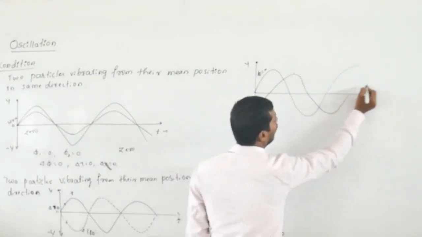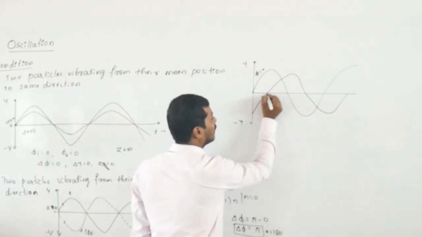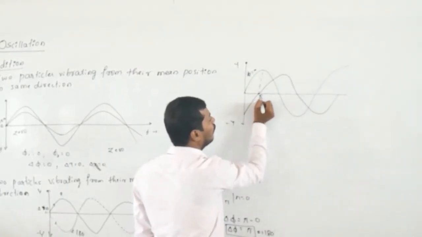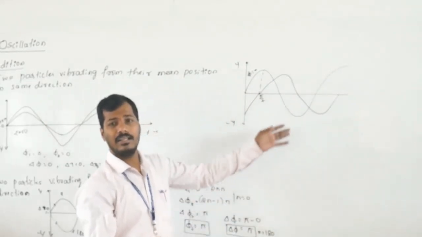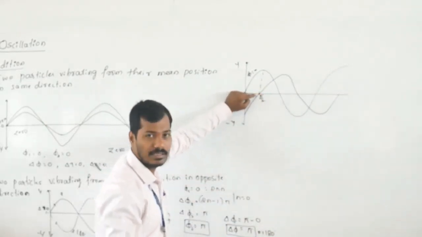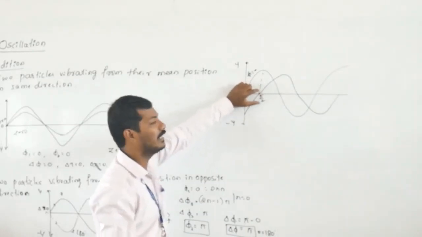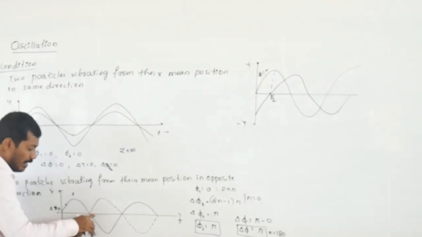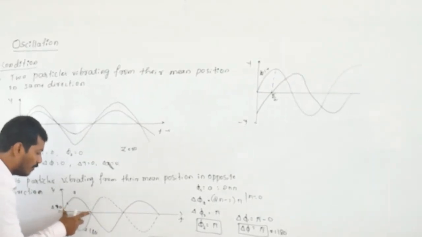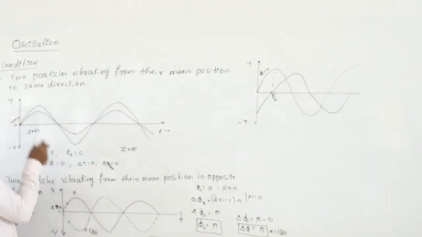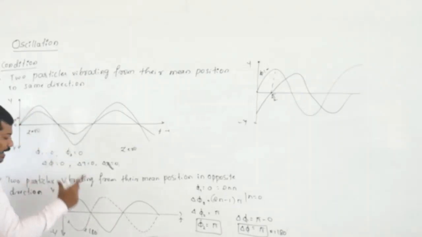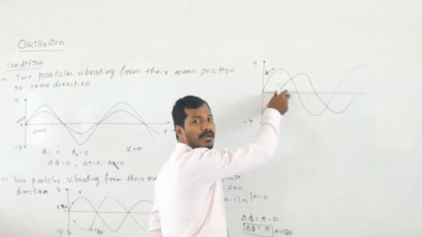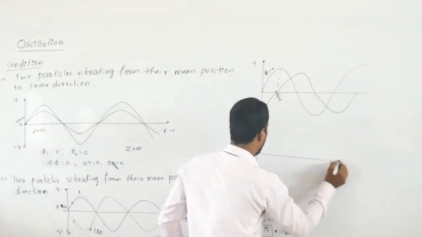If it is moving like this, it cuts the time axis here at 90 degrees, that is pi by 2. Directly, where it cuts the time axis, that is its phase difference. This cuts the time axis here. Up to here it is pi. Here it is 0, 180 degrees is pi, and up to here it is pi by 2.